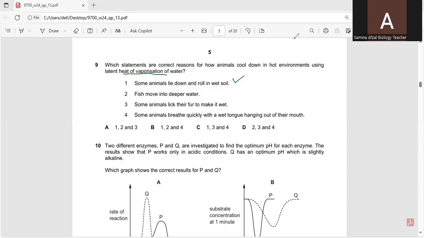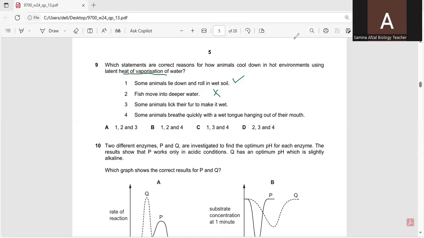Fish moves into deeper water. Fish will not move into the deeper water to cool down its body. It will hide itself in the moist soil, not into the deeper water. So this is not a correct statement.